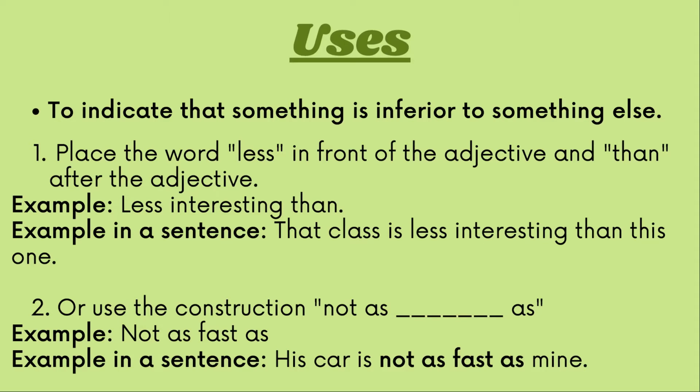And the other way that we can say this is with the construction not as blank as. For example, not as fast as. And the example in the sentence would be his car is not as fast as mine. So both of these cases are used to indicate that something is inferior to something else. It's still comparing, but in a negative way.